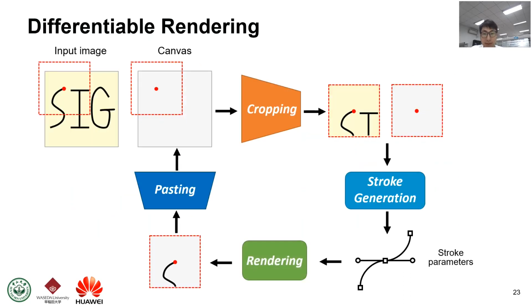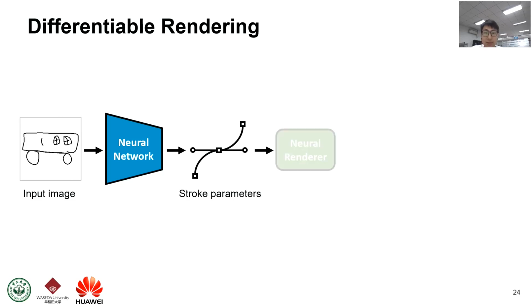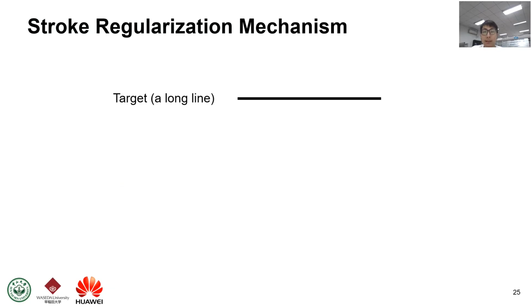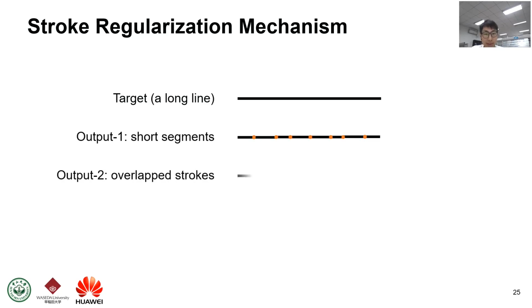Our framework doesn't need vector data for training. This is achieved by differentiable rendering technique. The output vector parameters are approximated into a raster image through a neural renderer. Then this image is compared to the target image to form a raster loss. This enables raster-only supervision. Another feature of our approach is the stroke regularization mechanism. In the vector output, there are short segments and overlap strokes. With our stroke regularization mechanism, the model is able to use fewer strokes to represent a line drawing.